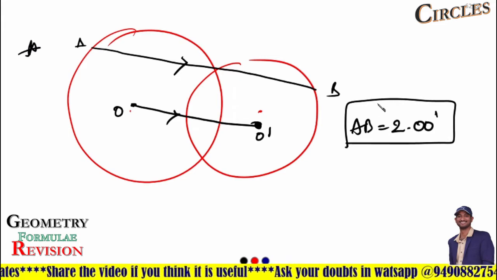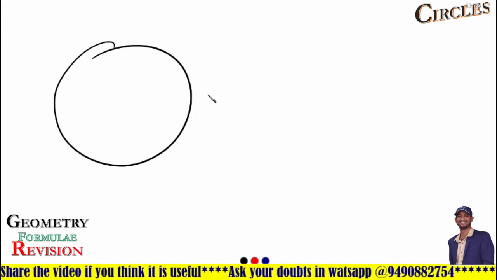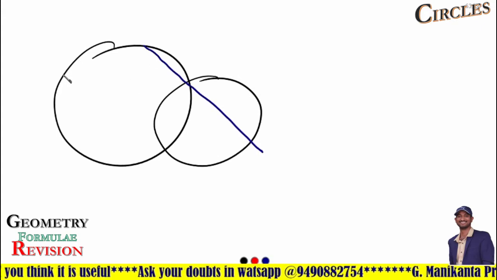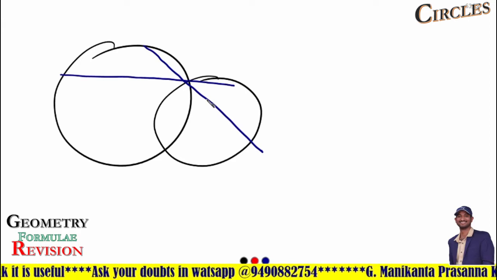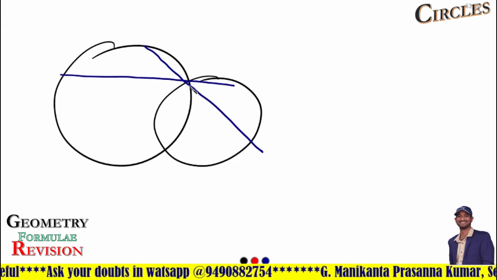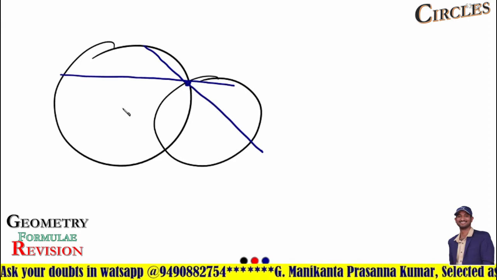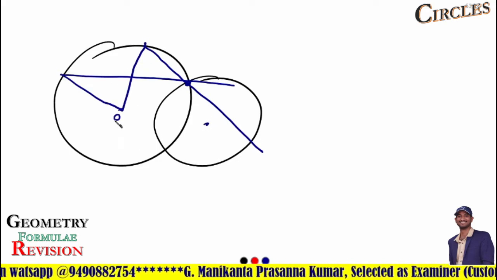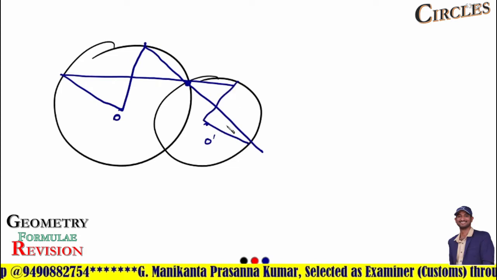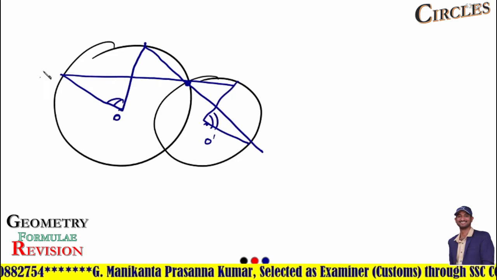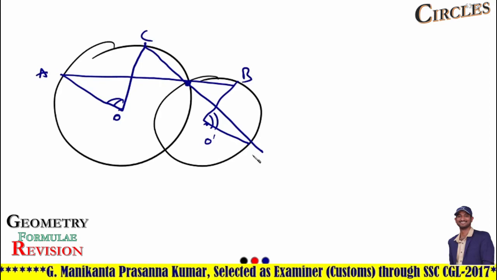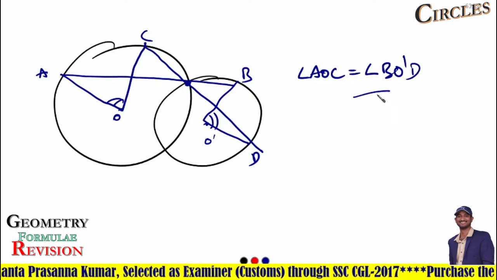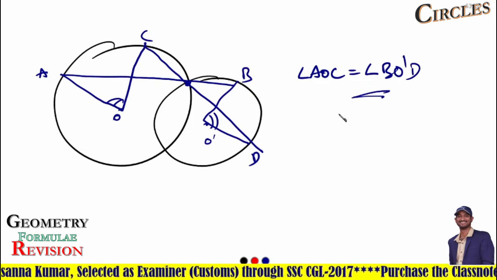And one more thing, same intersecting circles. If two lines are drawn through one of the intersecting points of the intersecting circles, then these two angles are equal. O and O dash are the centers. If it is AB and it is CD, then angle AOC is equal to angle BO dash D.